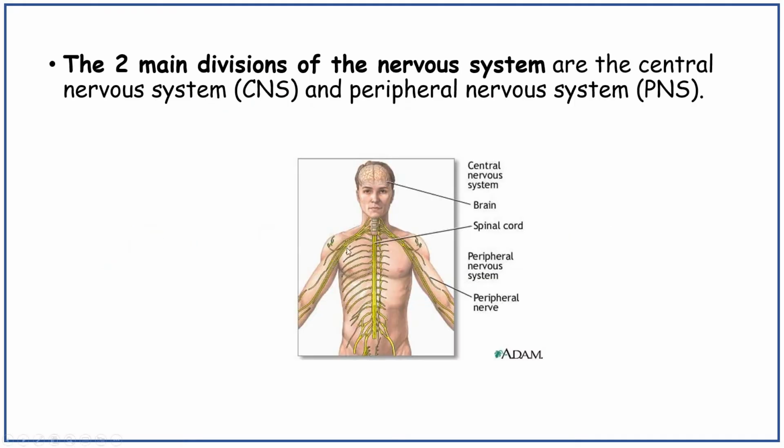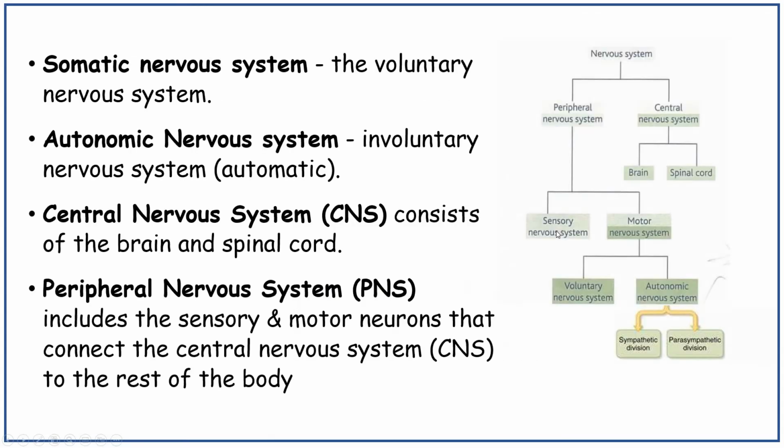So the two main divisions of the nervous system are the central nervous system, or CNS, and the peripheral nervous system, or PNS. The somatic nervous system is the voluntary nervous system, and the autonomic nervous system is the involuntary nervous system. The central nervous system consists of the brain and the spinal cord, and the peripheral nervous system includes the sensory and motor neurons that connect the central nervous system to the rest of the body.